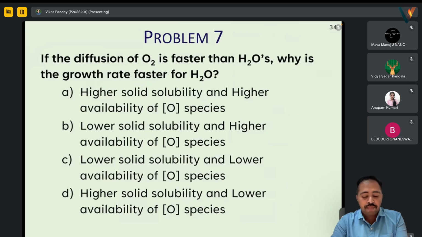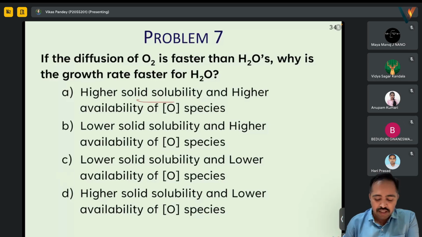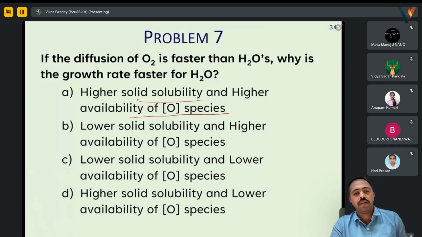Okay, now let's come to problem 7. If the diffusion of oxygen is faster than H2O, why is the growth rate faster for H2O? Sir, option A. Option A, that is higher solid solubility and higher availability of oxygen species. Any other answers?